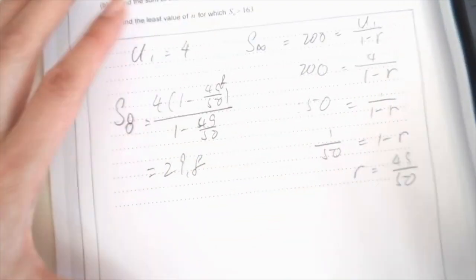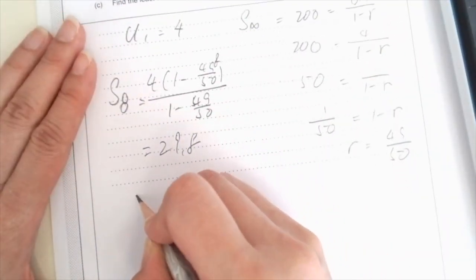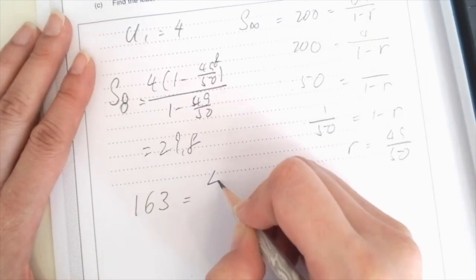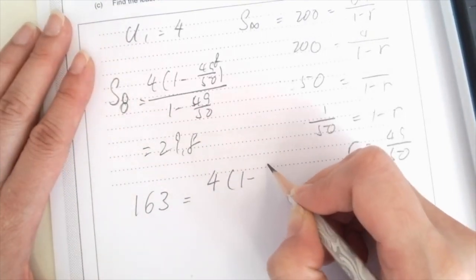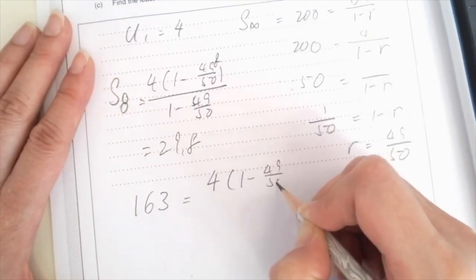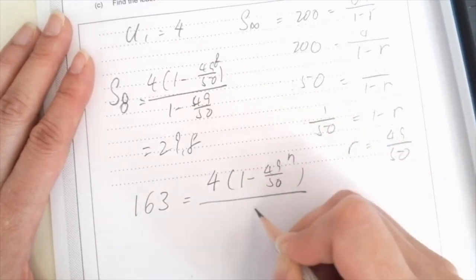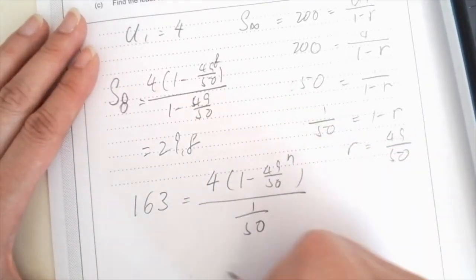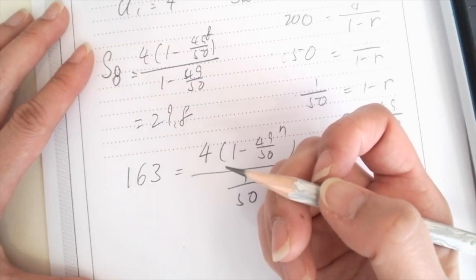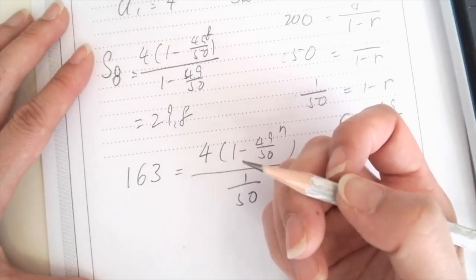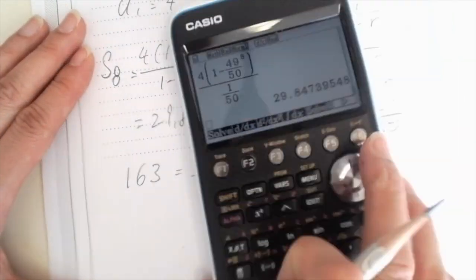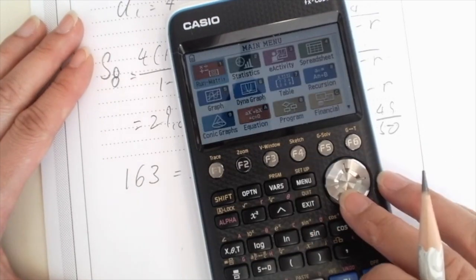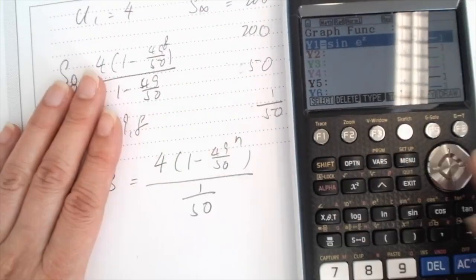And what is the least value of n? So I need to make it equal to 163 first. 4 times 1 minus 49 over 50 to the power n, over 1 over 50 to save time. And as you throw it over, I do a little bit of the math, or you can get the calculator. Yes, I'll use the calculator for it. So I will graph this function.